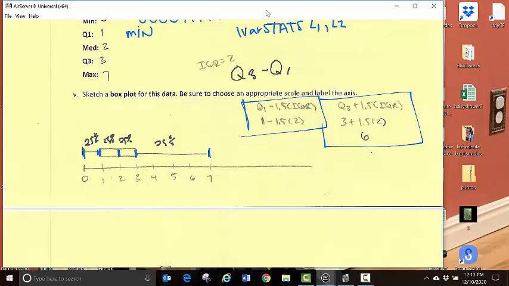Okay, and you would want to check for outliers using these formulas just like we did on the Tootsie Pop lab. And in this case, there are no outliers, so it's not a modified box plot.